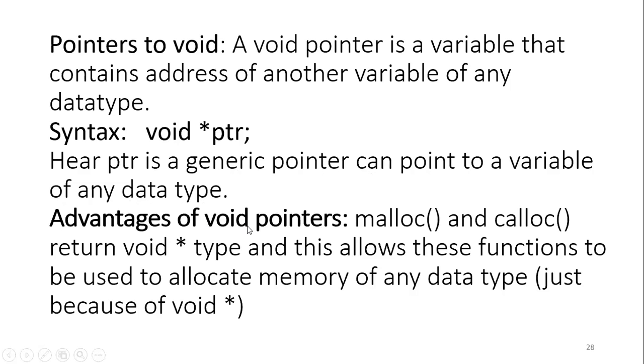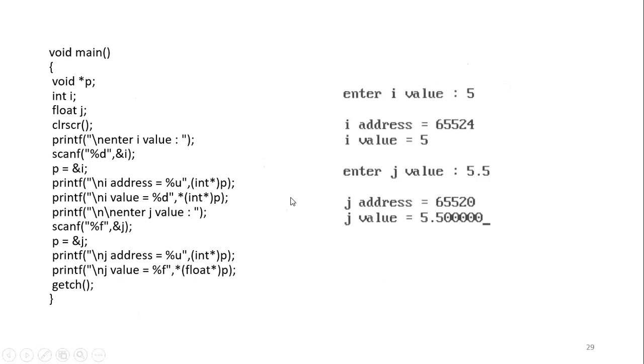The advantage of using void pointer is that, as we have already discussed in dynamic memory allocation, the malloc and calloc functions return a void star pointer that we typecast with a specific data type pointer like int star. If you want to work with integers, then we typecast with int star. This allows these functions to be used to allocate memory of any data type, just because malloc and calloc return the void star pointer.